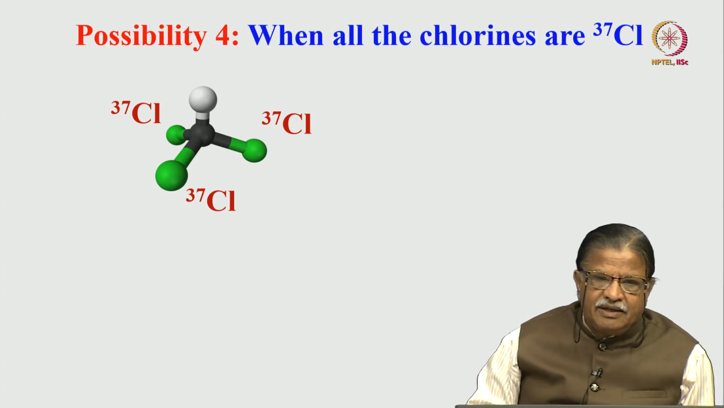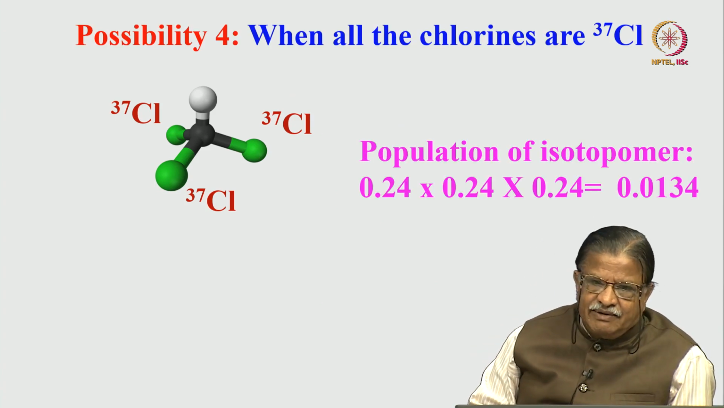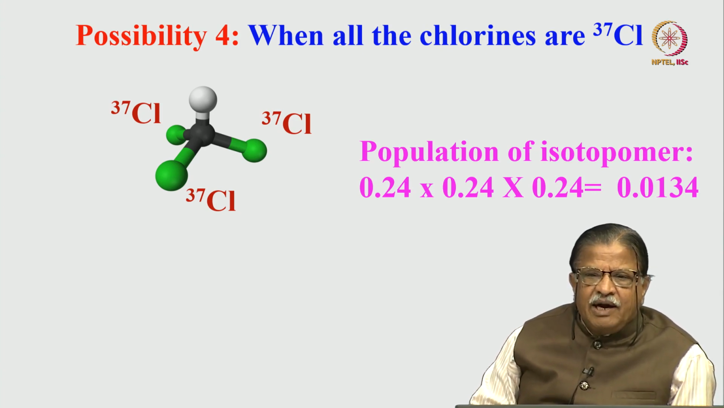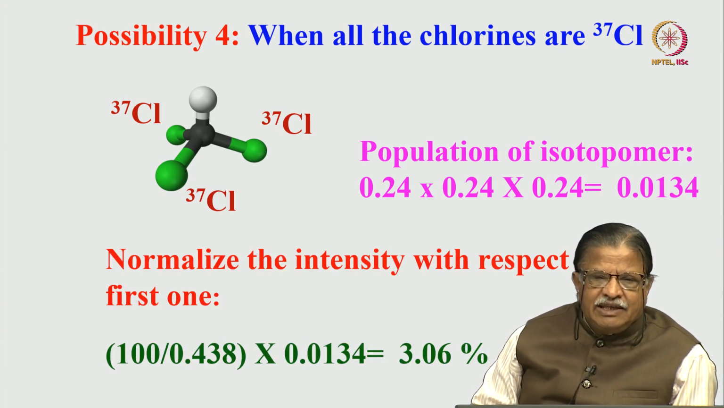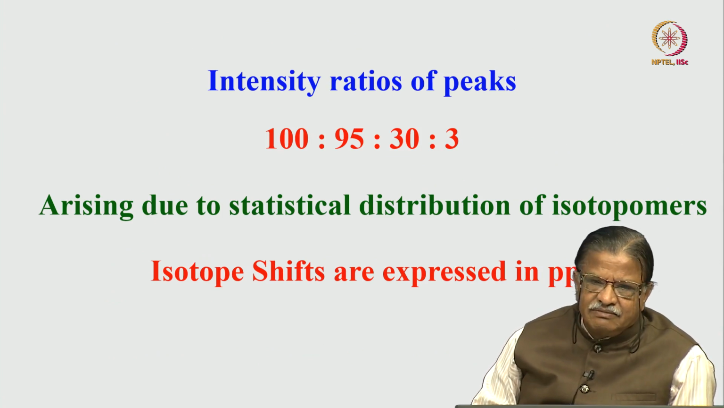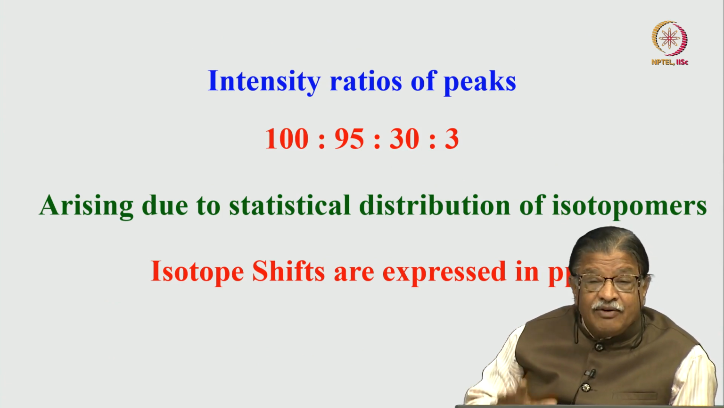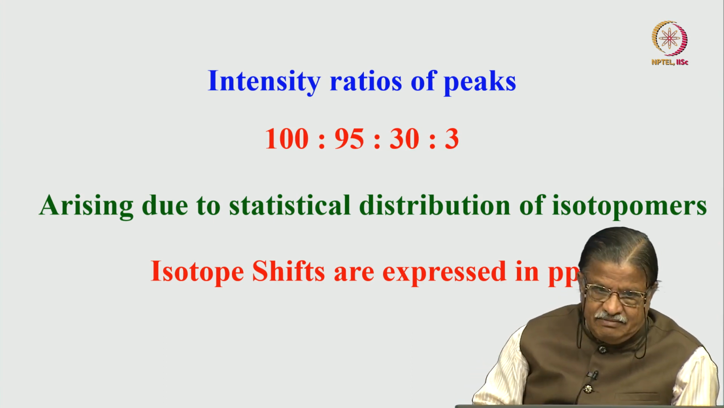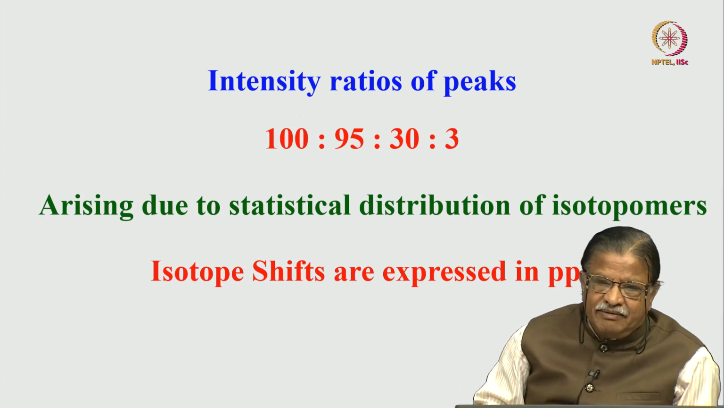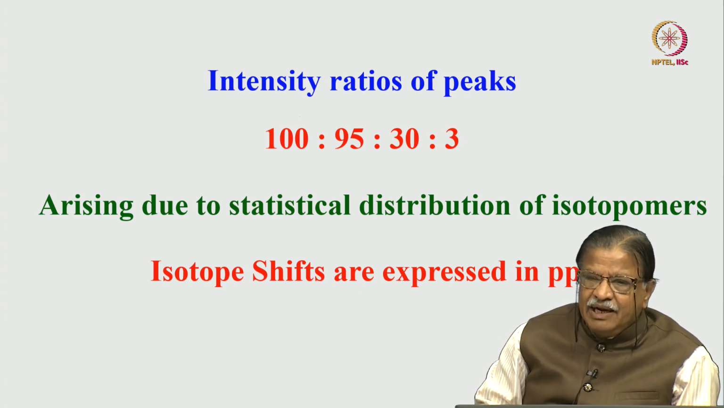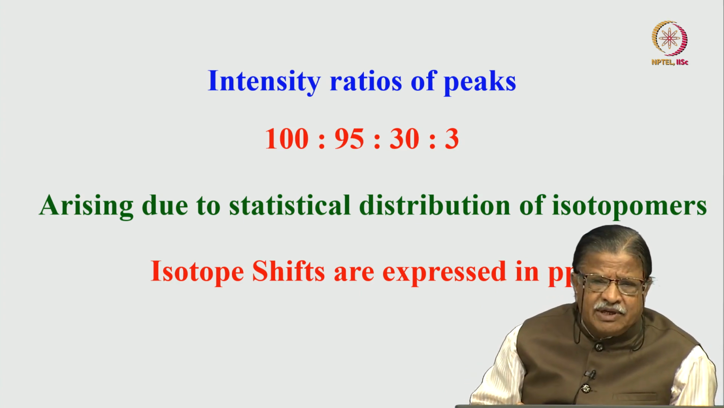What is the last possibility? All the chlorines are 37. Calculate the population. There is only one such possibility, 0.0134, and normalized with the first one, it is 3%. So what is the intensity ratio you get? 100, 95, 30 and 4. So there are 4 peaks coming because of different isotopomers. Remember, the intensity of the peak is due to the statistical distribution of isotopomers.